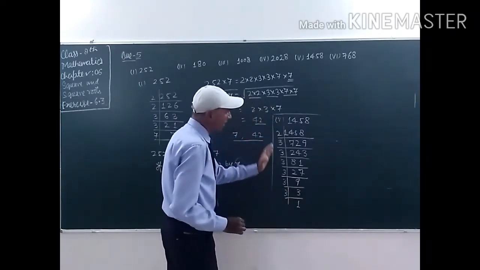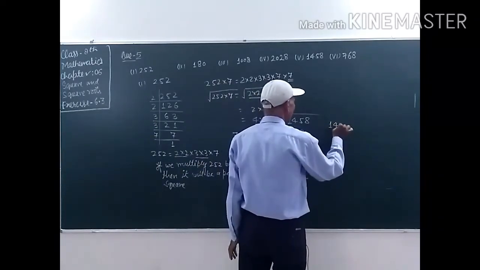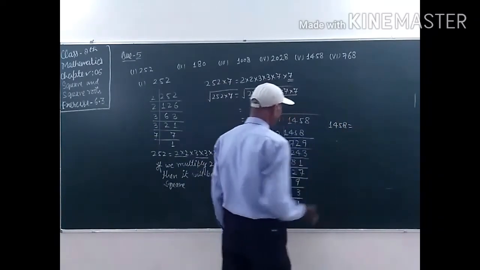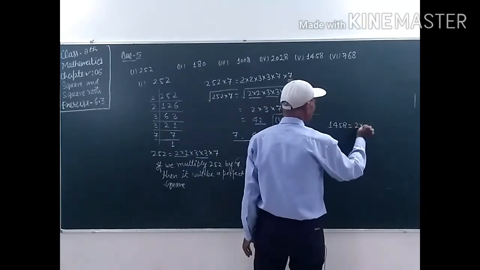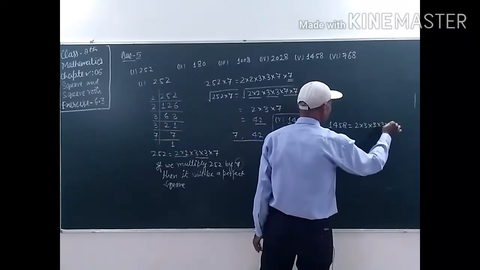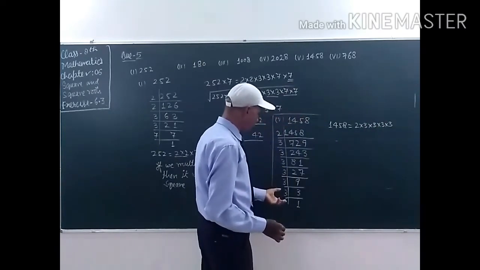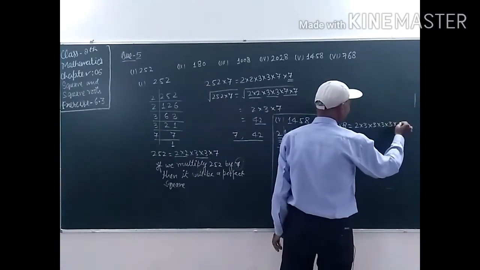Clear, student? Prime factors of 1458 are equal to, we have to write the prime factors. This one 2 into 3 into 3 into 3 into 3 into 3 into 3. This one 1, 2, 3, 6 times, student. There are 3 pairs.